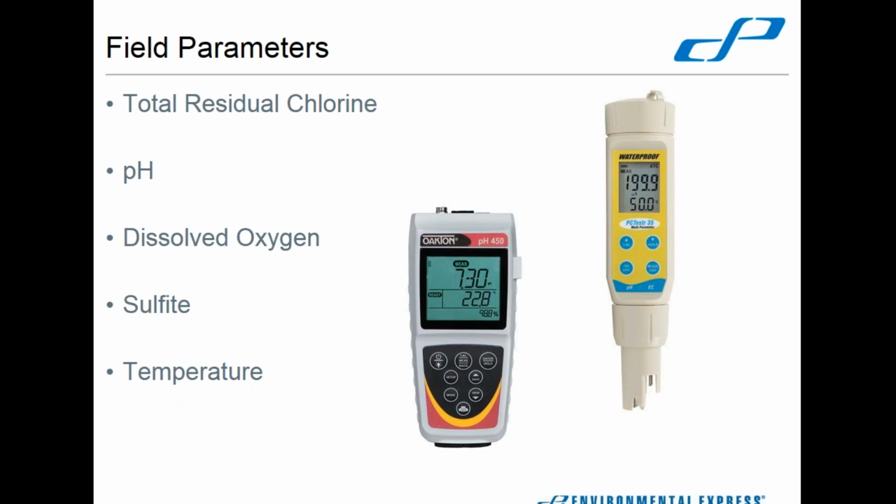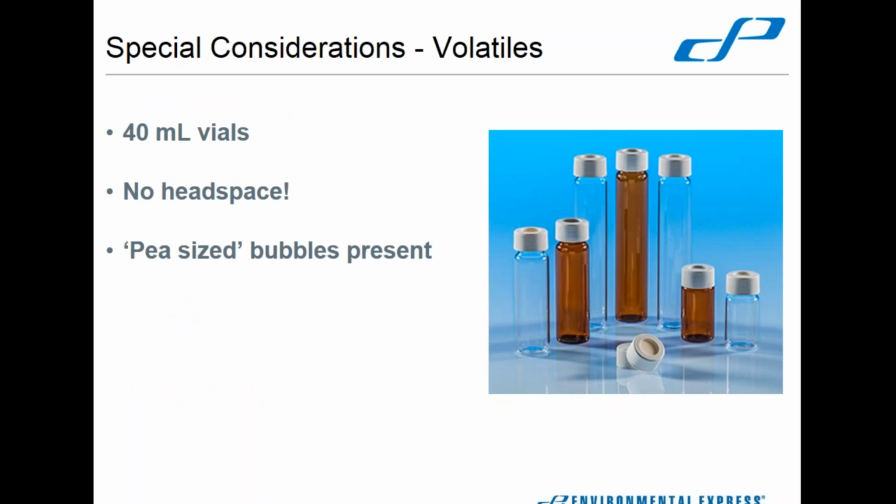And those are done with just general representative type meters, field pocket meters that will do one or more of those parameters for you. Again, there's that same 15-minute window for getting these done, as we mentioned, for getting that preservation taken care of. All right, so we're going to start talking about some of our special considerations.